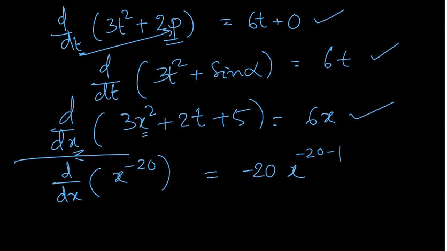Now you may be saying, sir, I am getting now minus 20 x to the power of minus 21. You told me always this will be 1 less. Yeah, minus 21 is less than minus 20. Got it, right? That's the answer for this. So we have a question now for you with the negative exponents. d by dx of x to the power of minus 2 plus x to the power of minus 1 plus 2. How much?